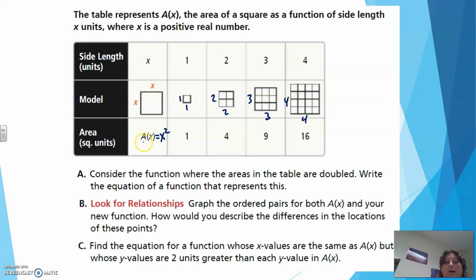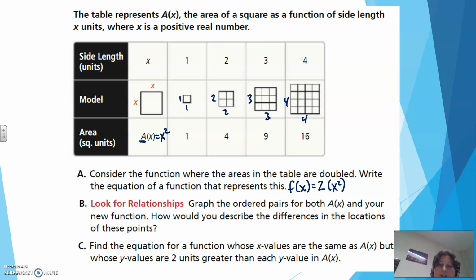Okay, so area is the output based on what you learned last chapter. And so to double the output, so I'm going to write a function f of x, I need to multiply the y values by 2, so it would be outside of the quadratic. Since it's just x squared, it could look like this.